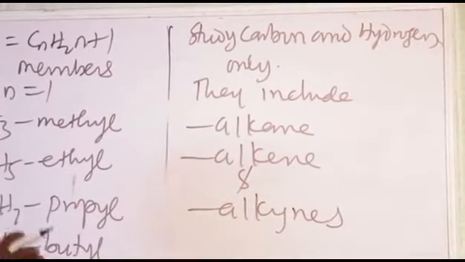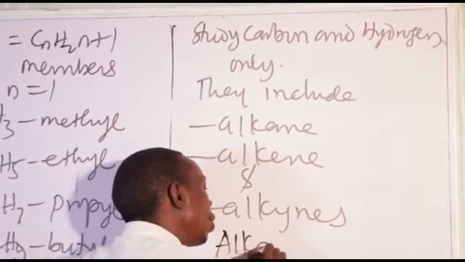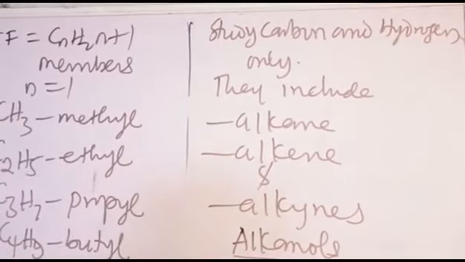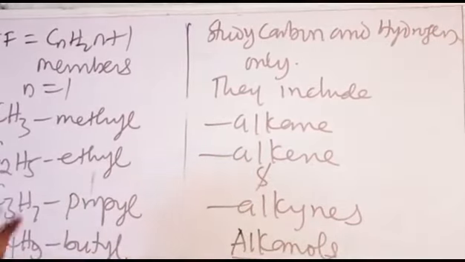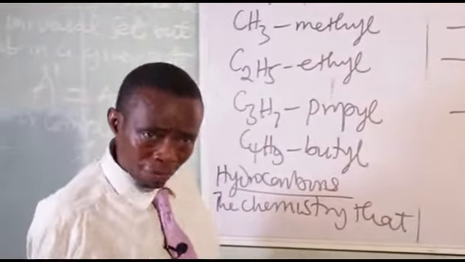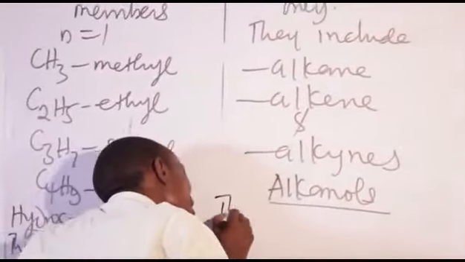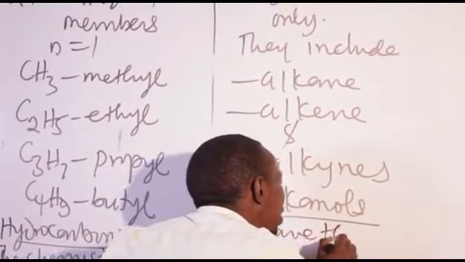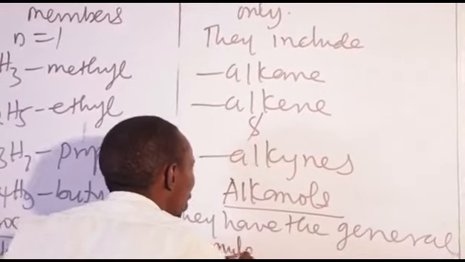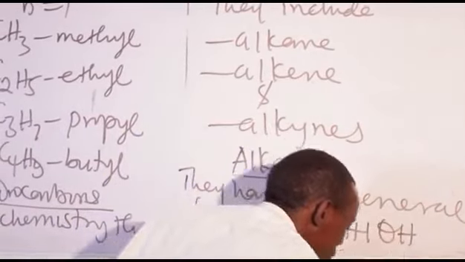Now, let's shift our teaching to another organic group. We call them alkanols. Let's look at the general formula, the functional group, and their members. Once you are familiar with their members, their physical and chemical properties will be easy for you. Now, how do you know their members? They have the general formula CnH2n plus 1 OH.